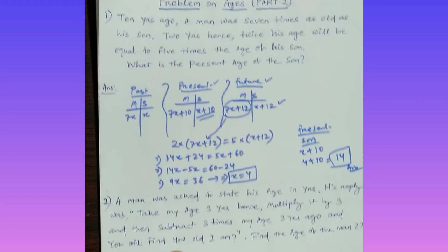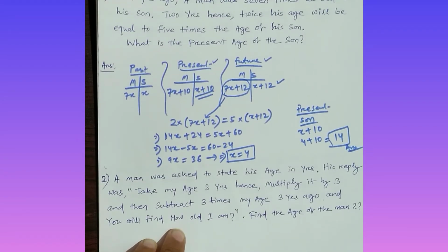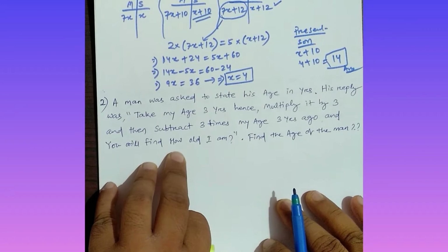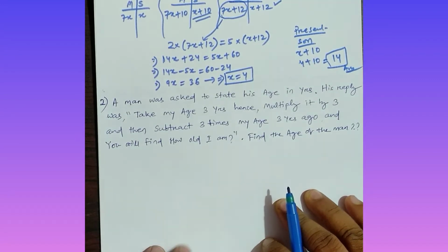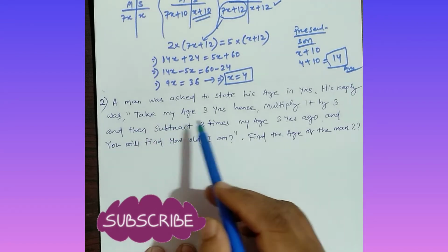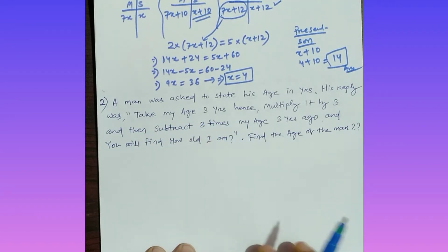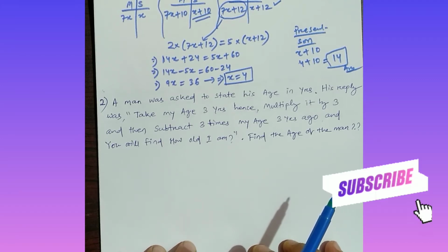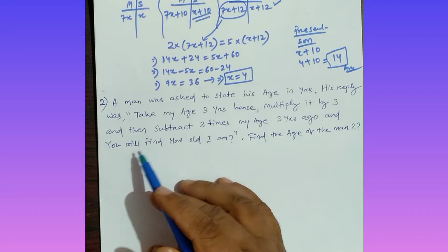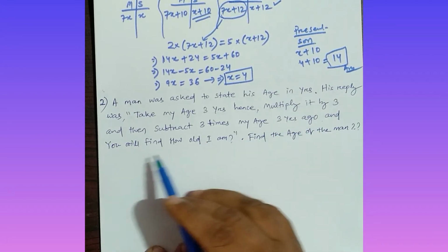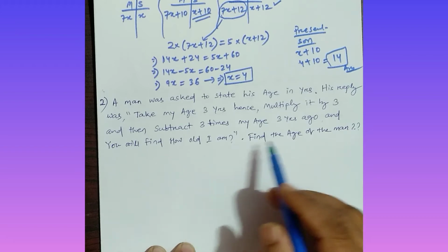Now look here, question number 2. Question number 2 is also a very interesting question. It is asking: a man was asked to state his age in years. His reply was, take my age 3 years hence, multiply it by 3, and then subtract 3 times my age 3 years ago, and you will find how old I am. Find the age of the man.